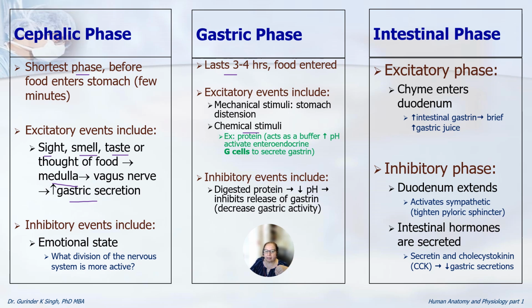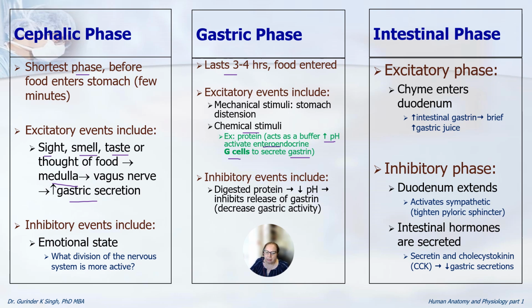So as the proteins enter inside the stomach, the pH increases because most of the proteins have a buffering effect, they have pOH or pKa. So when the pH increases, because the food has entered, the acid has decreased, so that turns on the enteroendocrine G cells. Enteroendocrine G cells then start secreting gastrin, and the gastrin then stimulates the production of the acid. So it's a paracrine effect.